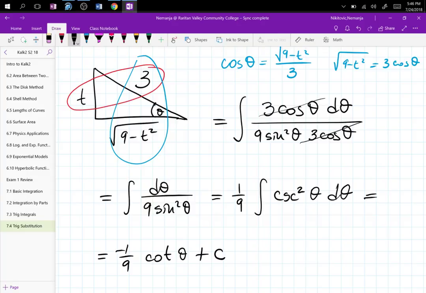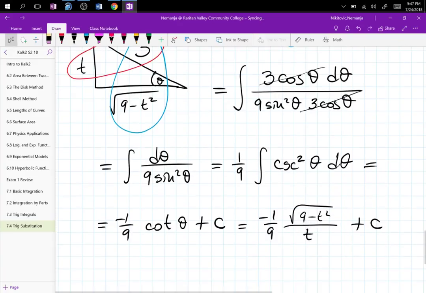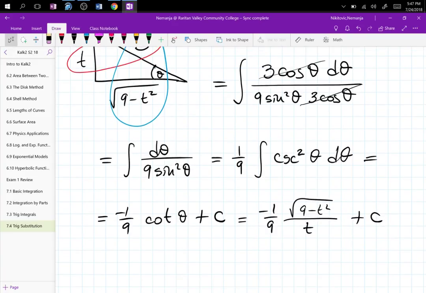So the answer is negative 1 over 9 cotangent theta. Now cotangent theta needs to be replaced. Cotangent is adjacent over opposite. So negative 1 over 9 times adjacent, which is the square root of 9 minus t squared, divided by the opposite, which is t, and then plus c. Problem solved.